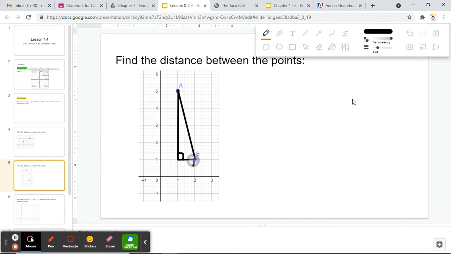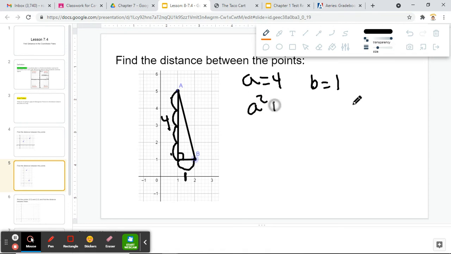So from B to the right angle, we have to make 1 jump. So this distance right here is 1. From A to the right angle, we have to make 1, 2, 3, 4 jumps. So this distance right here is going to be 4 because we have 1, 2, 3, 4 jumps. So I have a is equal to 4, b is equal to 1. Now let's plug them into our equation here.